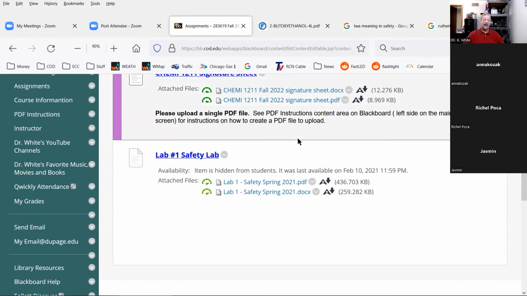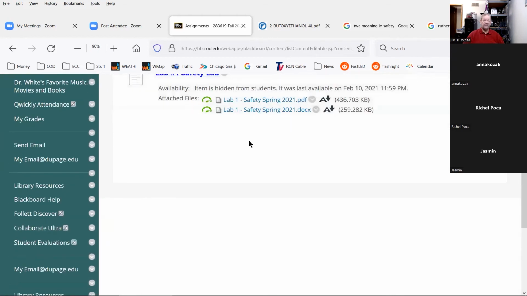Here are assignments. Now, before test number 1, you should download and upload the signature sheet here. I just realized I don't have it here; sometime later today, I'll put in the instructions on how to upload from either a scanner, or if you don't have a scanner, how to use your cell phone to upload something here. Now, I have the lab both as a PDF and as a Word document. You can download either one.